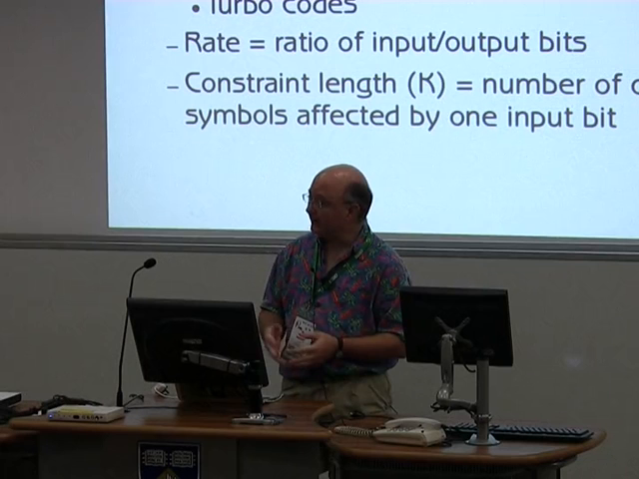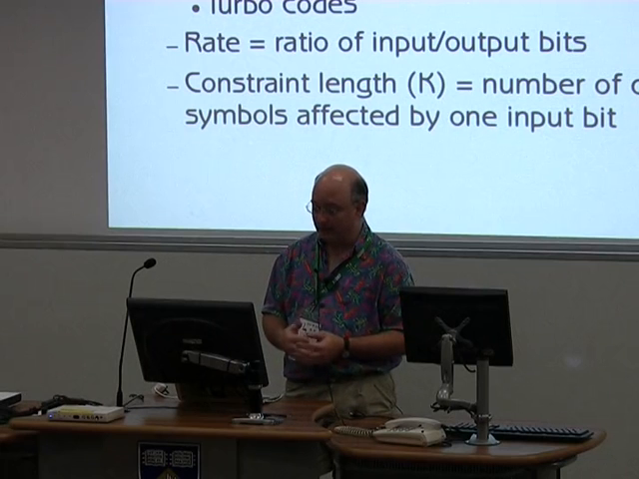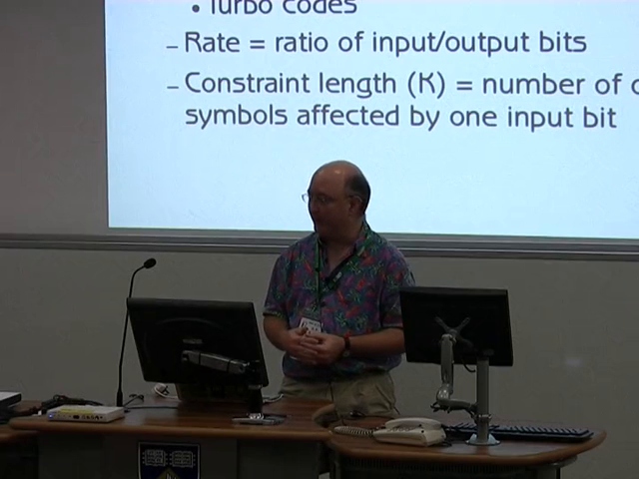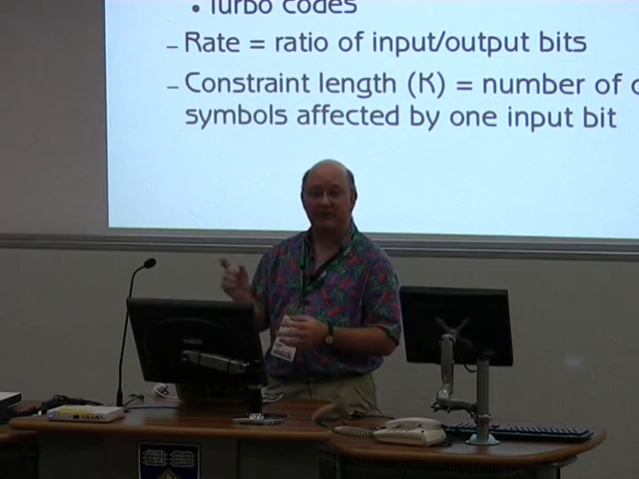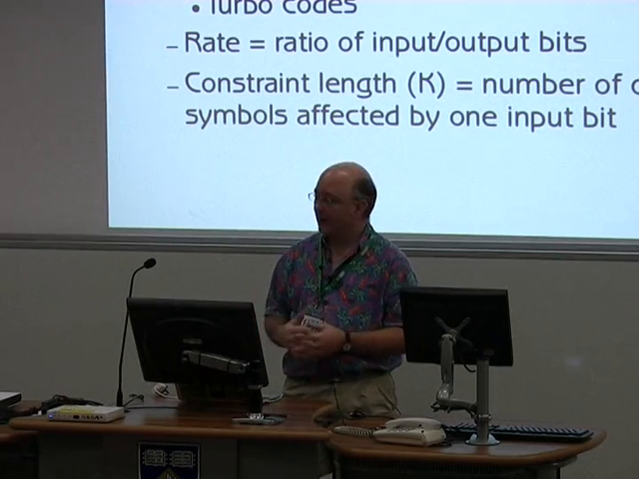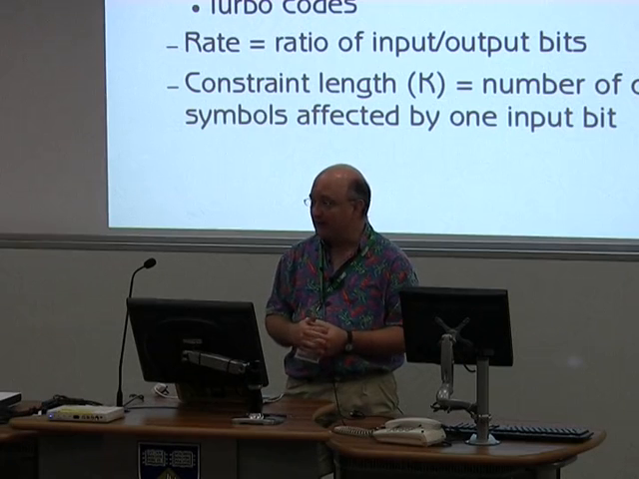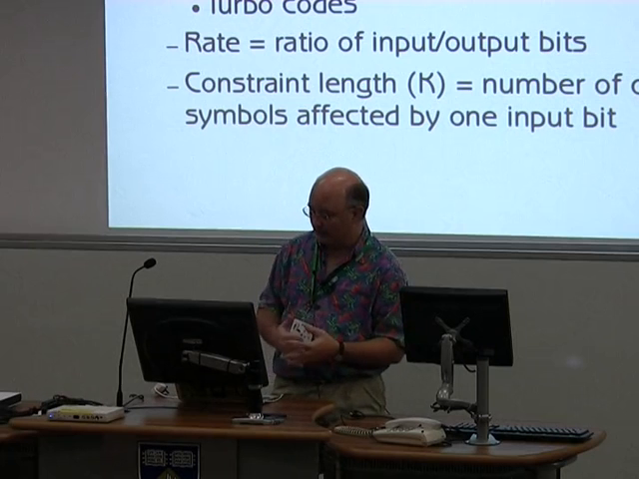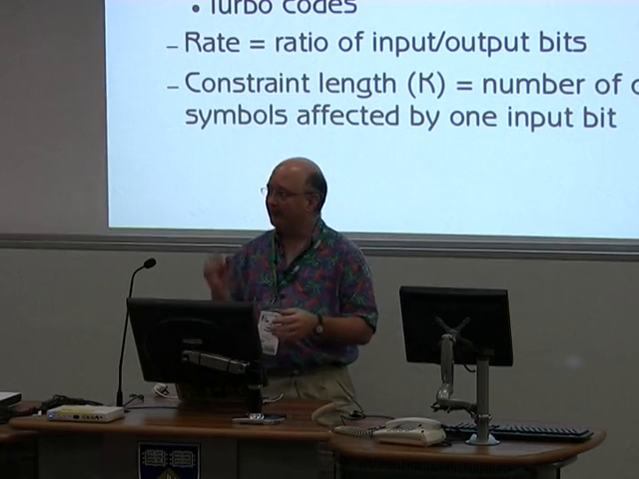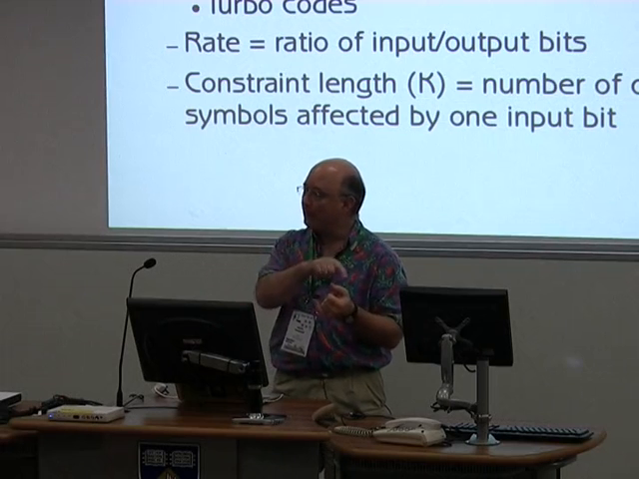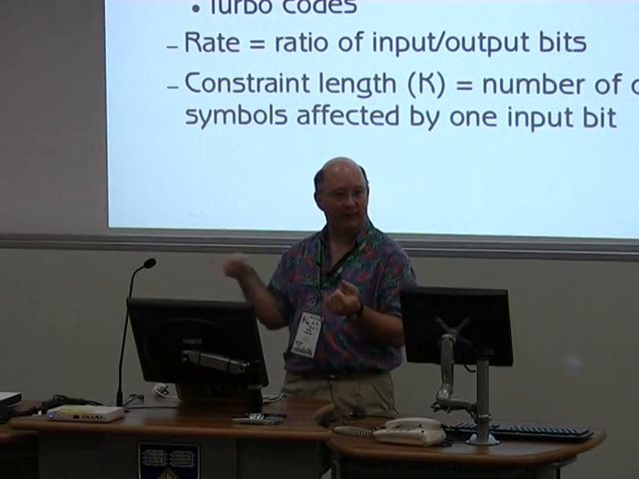The constraint length is the other important part of a convolution code, and that's the number of output symbols that are affected by a single input bit. By output symbols I mean a collection of however many output bits are generated. So in a rate 1/2, constraint length 3 encoder, which I'm going to show an example of here, you have 6 bits generated for every 3 bits input. So 1 bit change on the input can change any of those 6 bits on the output.